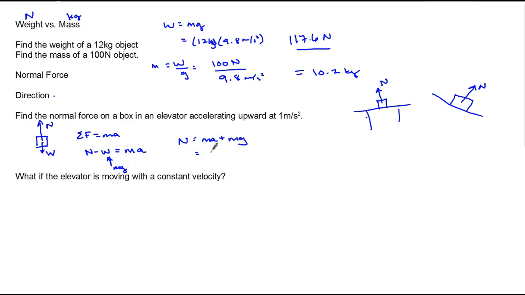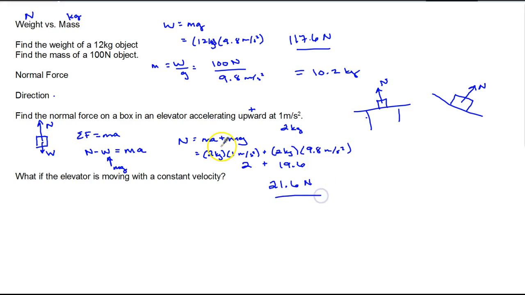And so that equals, I left off the mass. So let's say a 2 kilogram box. So 2 kilograms times, upward would be a positive acceleration, 1 meter per second squared, plus 2 kilograms times 9.8 meters per second squared. 2 times 1 is 2. 2 times 9.8 is 19.6. And so 21.6 newtons would be the normal force.